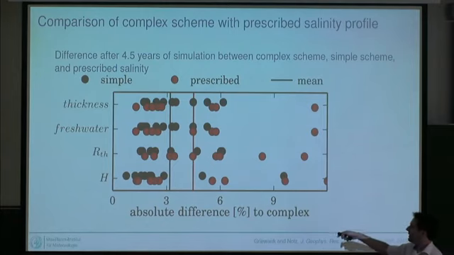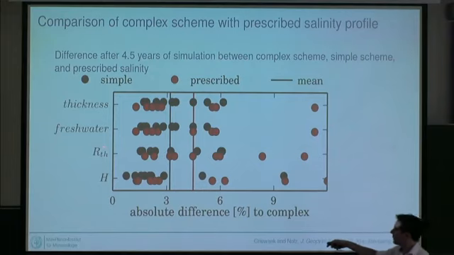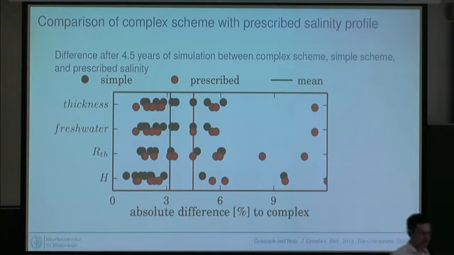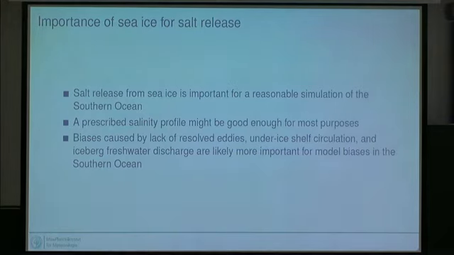And we find that in these parameters, like the sea ice thickness, the freshwater release from sea ice, the thermal resistance, or the enthalpy of sea ice, we get changes of about 4 or 5% if we use a more complex salt release scheme, which basically suggests that for most applications it's probably sufficient to just prescribe the salt release from sea ice. And so salt release from sea ice is important for a reasonable simulation of the Southern Ocean, but a prescribed salinity profile might be good enough for most purposes.